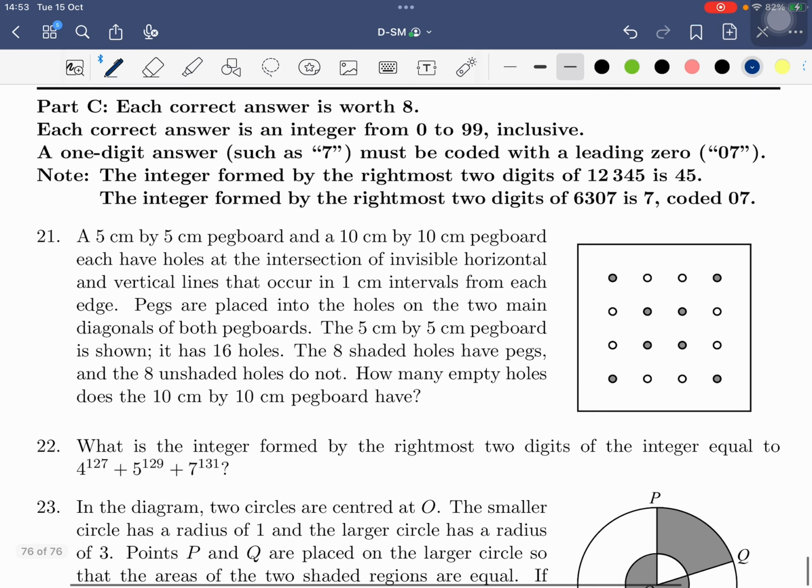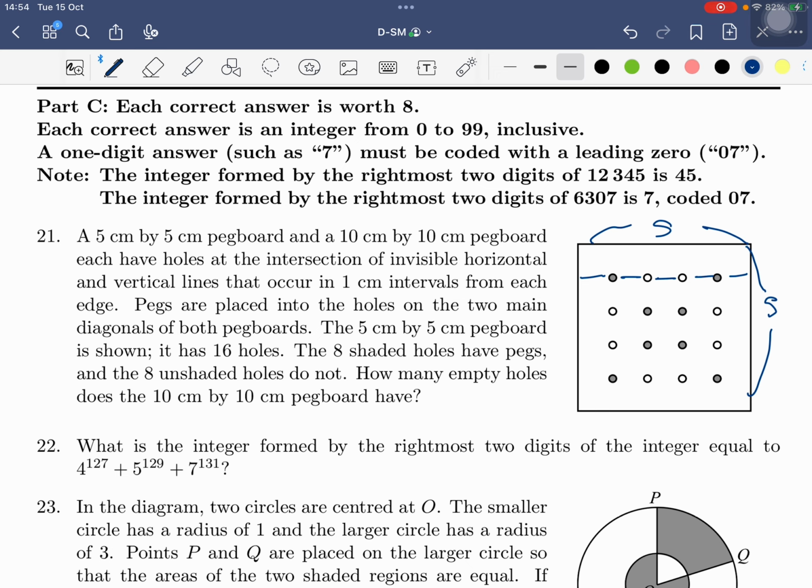So let's go to part C. So number 21. This is a pegboard, 5 by 5 centimeter by 5 centimeter, 10 by 10, but it shows only one. Intersection of invisible horizontal and vertical lines. 1 centimeter interval. So this and this, each of them 1 centimeter. So this is 5 by 5 then. And 10 by 10 doesn't show here.